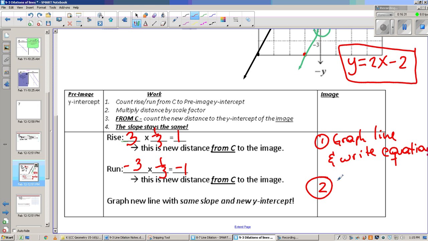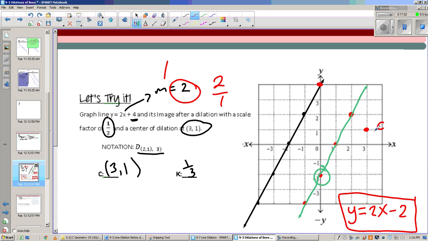So you can just use y minus y1 equals slope times x minus x1. Because you're going to know it's the same slope as the original one, and then you'll know a point on the line, so you'll have x and y. Okay, so whatever method, you do always have to find a point on the line. And how do you find the point on the line? You find it by doing this. You're always going to start at C, count the rise and the run to the old y-intercept, and then multiply with the scale factor, so it's going to give you a point on the new line. And then once you count with the slope, you can get the y-intercept that way.